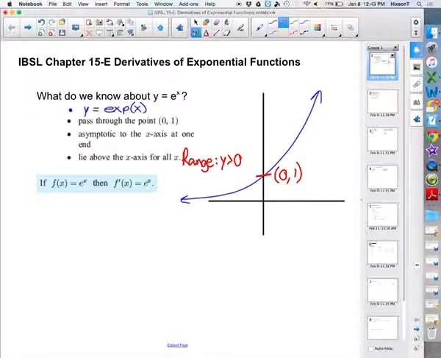So guess what the slope is here when x is 0? The slope is 1. Another point on the graph is (1, e). Well, guess what the slope is when x is 1? It's e. It's e to the first, e. So that's kind of an interesting observation here.